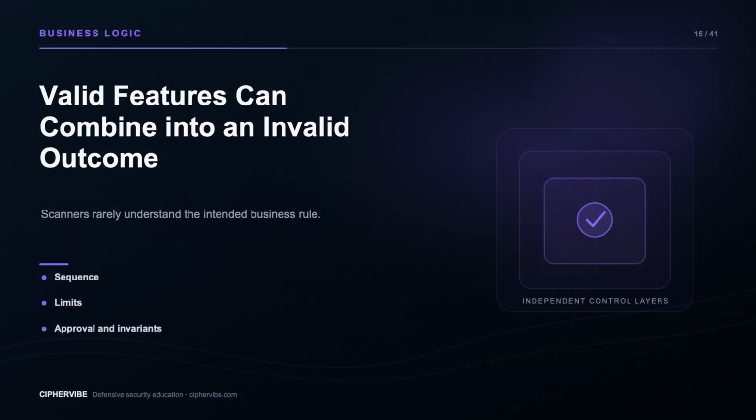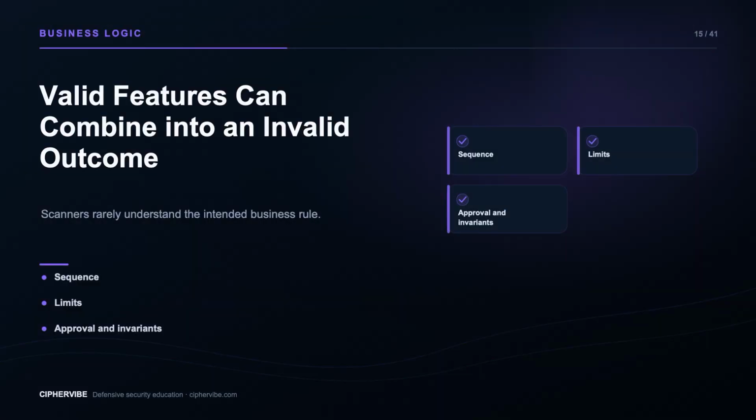Business logic flaws happen when valid features combine into an unsafe outcome. Examples include skipping a required step, reusing a one-time action, applying a discount repeatedly, exceeding a transaction limit, or crossing a tenant boundary. Finding them requires understanding the intended invariant.